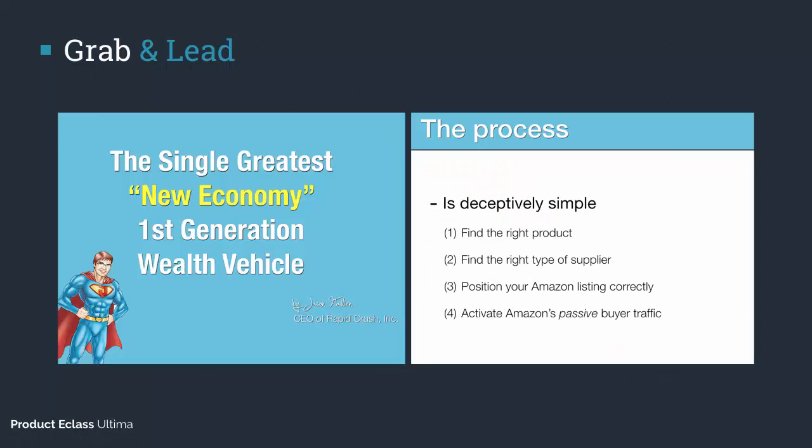Here's another grab and lead example here as we walk through the process. So this is when we sold an Amazon training. And the hook here to this specific audience was what I called the single greatest new economy first generation wealth vehicle, which sounds like a mouthful. And so a big part of this hook is we said this one model is producing more first generation wealth in this new economy than any other thing that ever exists.